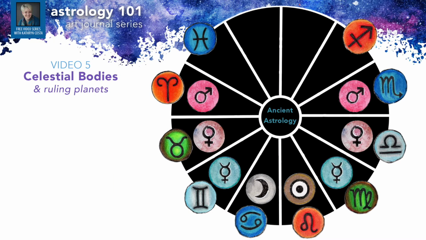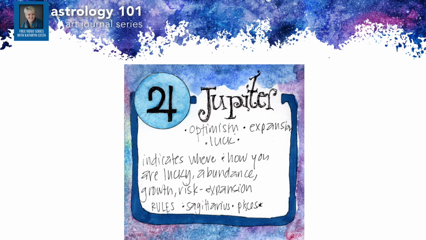The next two signs are Pisces and Sagittarius. They are ruled by the planet Jupiter. In Greek mythology, Jupiter is known as Zeus, who is the god of the heavens. He's the god of the gods. He is the sky god.